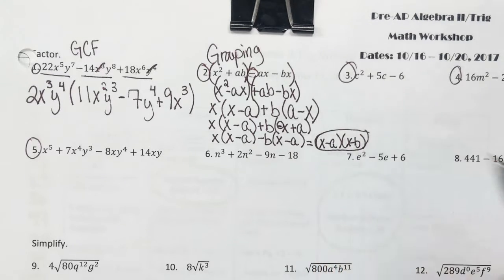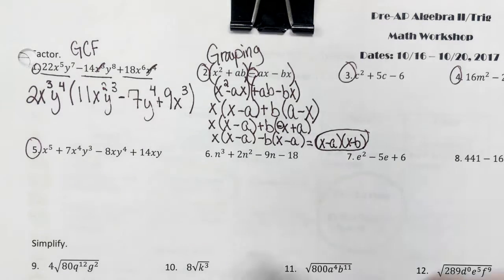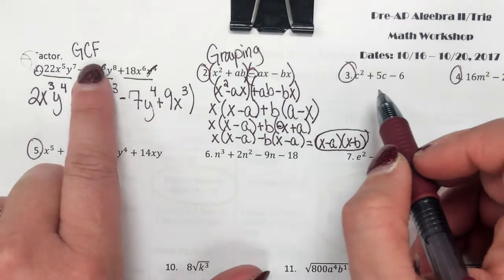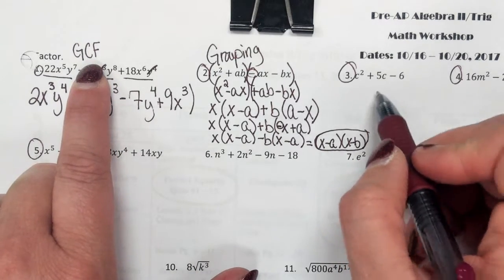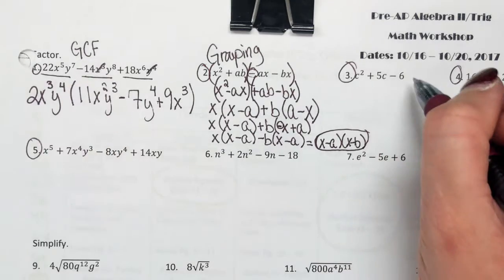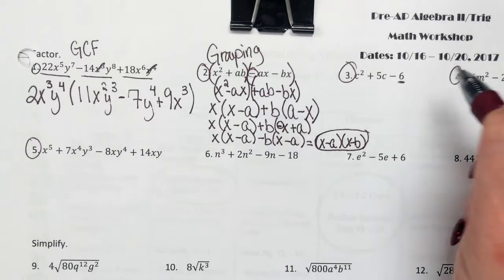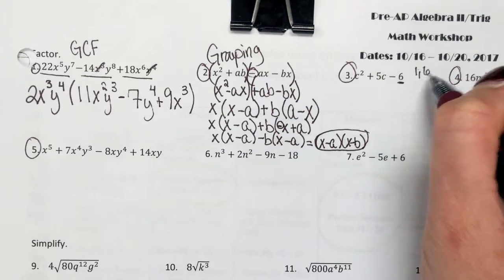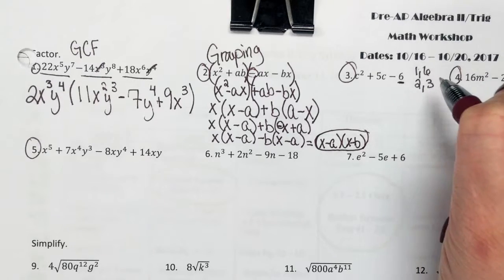Good grief. That was a tough one. All right, what about number 3? How many terms does number 3 have? 3. First thing we look for is what? GCF. Does it have one? Do they all 3 have something in common? Nope. So we're going to do factors of the back number. There's 1 and 6 and 2 and 3, excuse me.